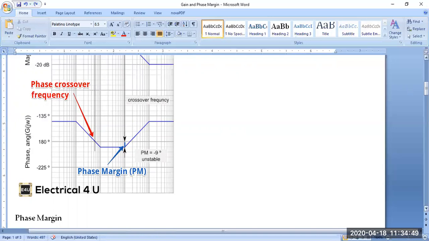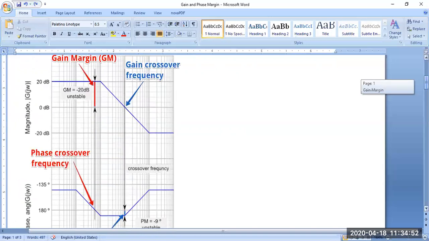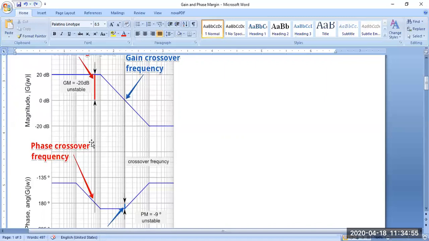Now, when we take that point straight upwards and cut the magnitude plot, this is the magnitude plot of the Bode diagram, the frequency response of the magnitude. So wherever this phase crossover frequency taken straight upwards cuts the magnitude plot, we have to note down this point shown by the arrow.